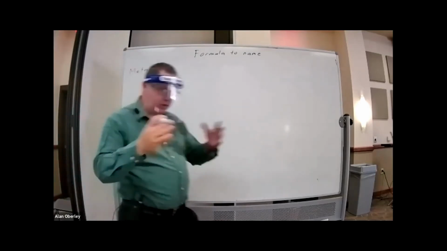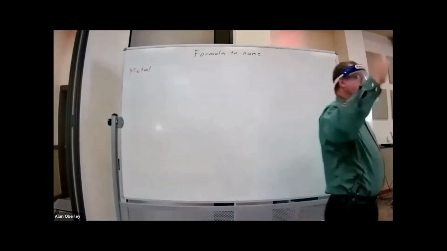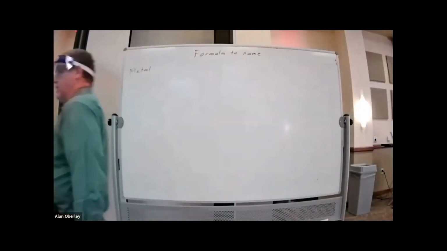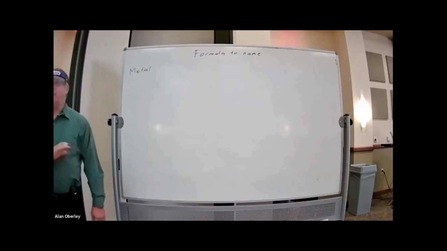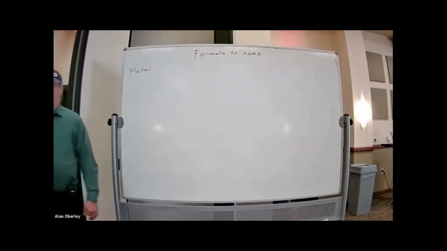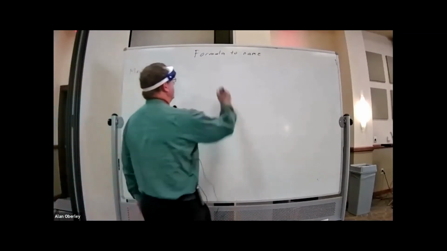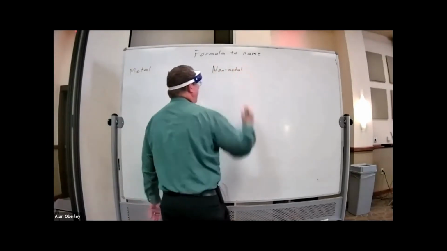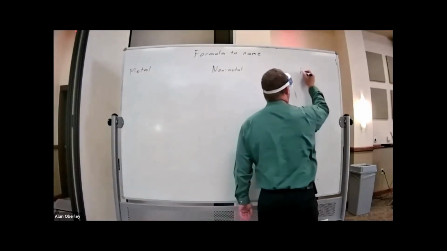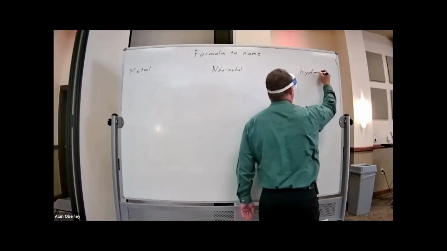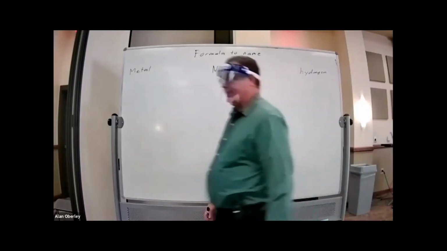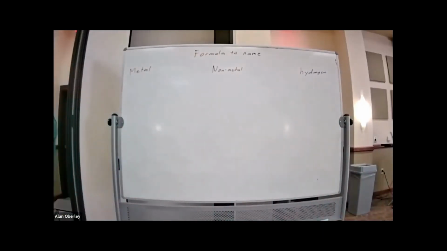Now, if you know your periodic table, you know where that zigzag line is that splits the metals from the non-metals. If it's to the left of that line, it's a metal. If to the right, it's a non-metal. So it's either going to be a metal, it is going to be a non-metal, or that first element is going to be hydrogen. Pretty simple, right? Okay. So first thing, we looked at an element, identified it.